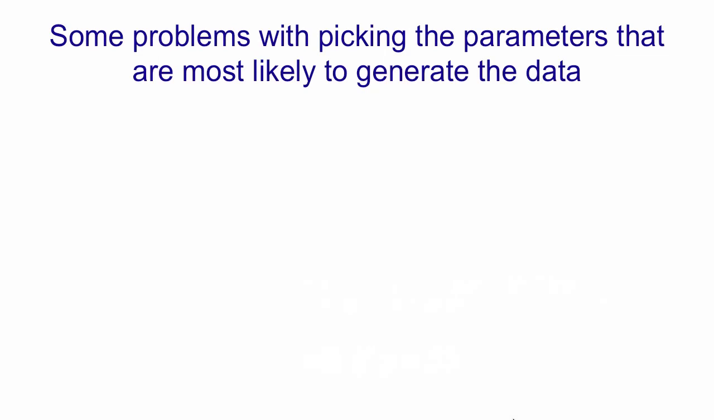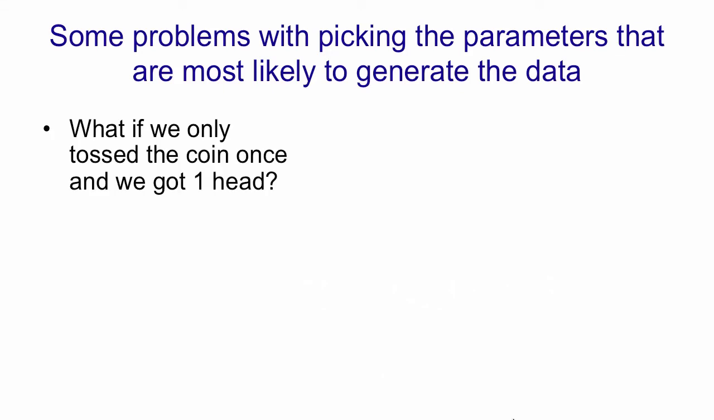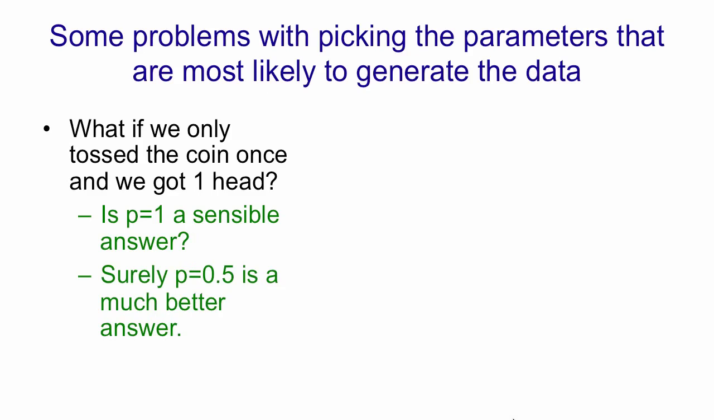But there's some problems with using maximum likelihood to decide on the parameters of a model. Suppose, for example, we only tossed the coin once and we got one head. It doesn't really make sense to say we think the probability of the coin coming down heads in future is 1. That would mean we'd be willing to bet at infinite odds that it can't come down tails, and that seems ridiculous. It's sort of intuitively obvious that a much better answer is 0.5, but how can we justify that?